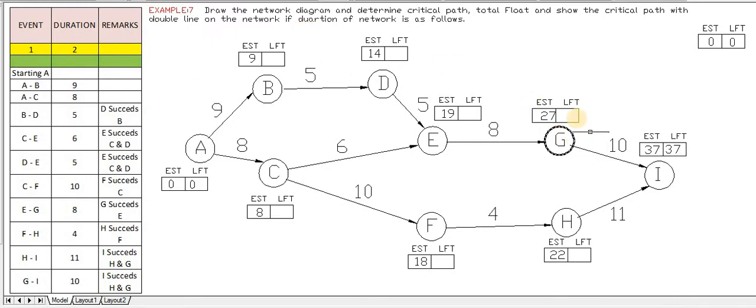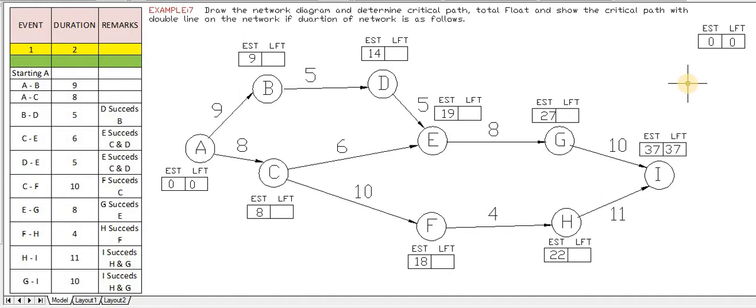Next is LFT, the latest finish time. Three things need to be kept in mind while calculating it. First, LFT is calculated in the backward, reverse direction. Second, while calculating LFT, we have to deduct the durations.